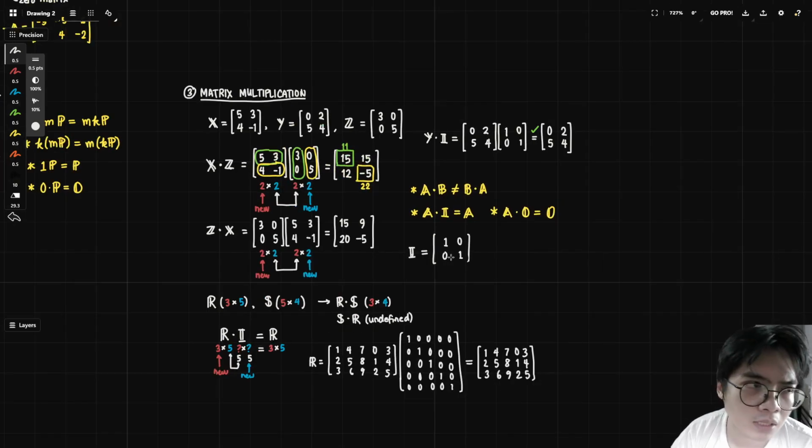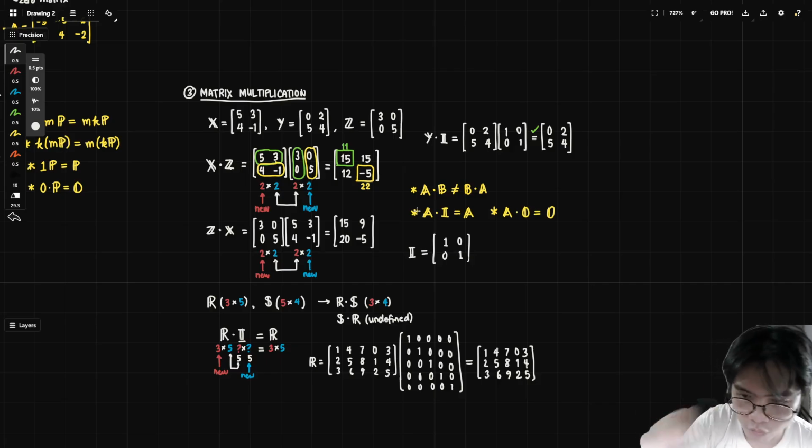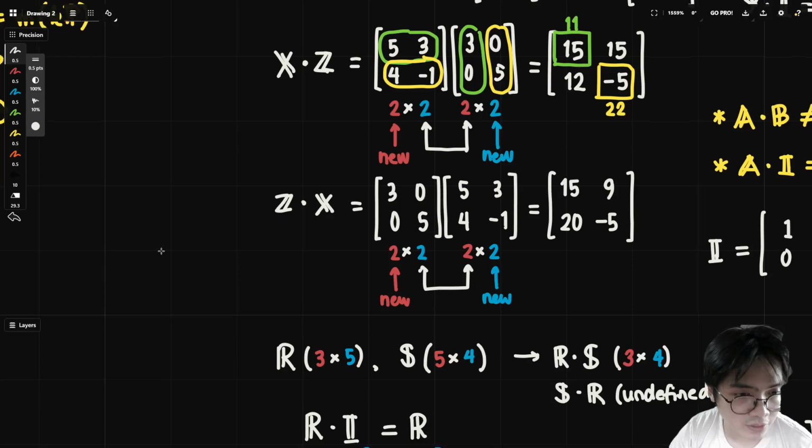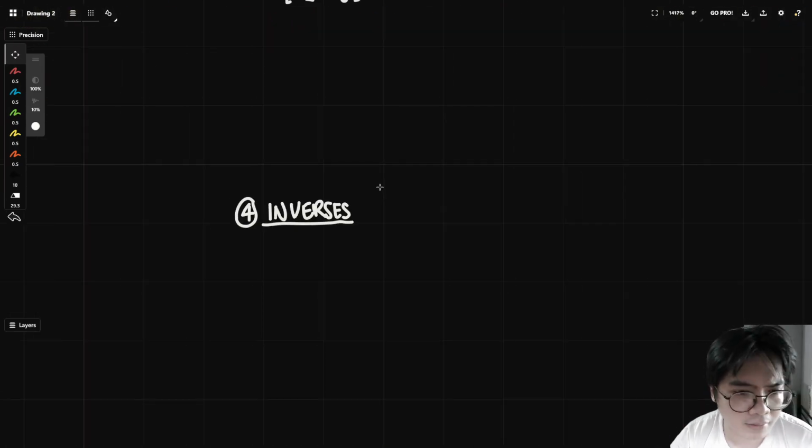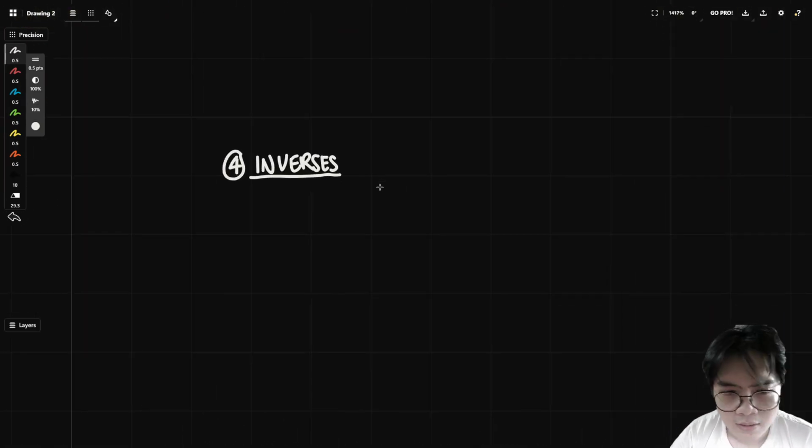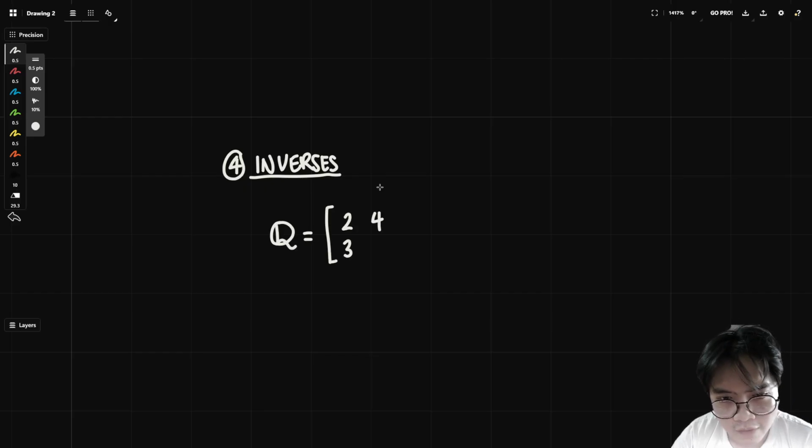But if you think about it, right? For normal numbers, you just take the reciprocal when finding the multiplicative inverse. So for example, if you have 5, its multiplicative inverse is 1/5, right? You just put it 1 over. In this case, let's say a very simple example, let's say you have Q. Q is going to be 2, 3, 4, 5.